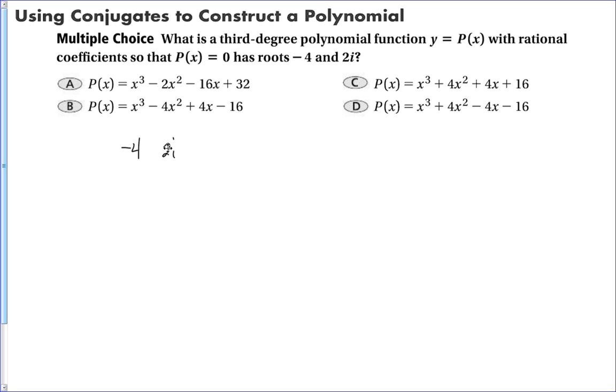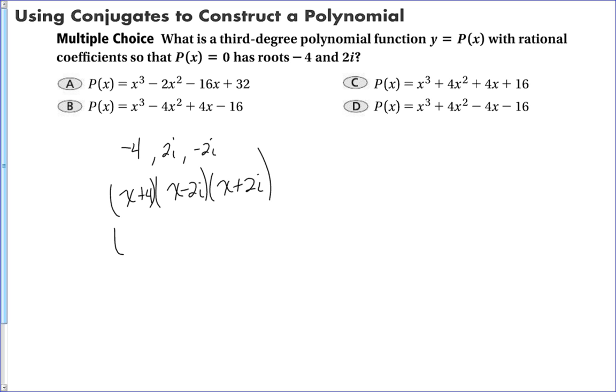All right, well, since we have a positive 2i, this is 0 plus 2i, so we're going to have 0 minus 2i, or just -2i. So what we're going to have here is x plus 4, because remember, you have to change the sign. Remember a couple lessons ago when we were writing polynomials from their roots, this is always in the form of x minus that number. So x minus -4 is x plus 4. And this will be x minus 2i and x plus 2i.